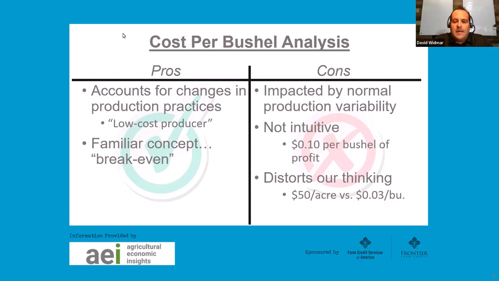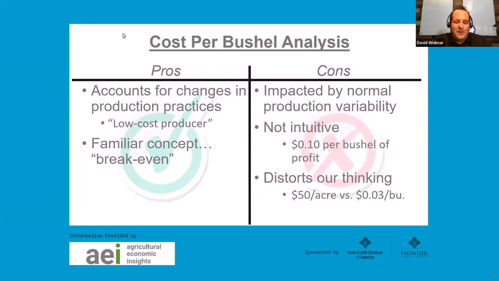Another con is that it can distort our thinking. Think back to that previous example. I told you it costs $50 per acre. A lot of us can really size that up closely and know what that feels like. That's a pretty big expense. But if we could do the same math, and we could say, oh, it only costs 3 cents per bushel, that doesn't really register in our minds quite the same way.